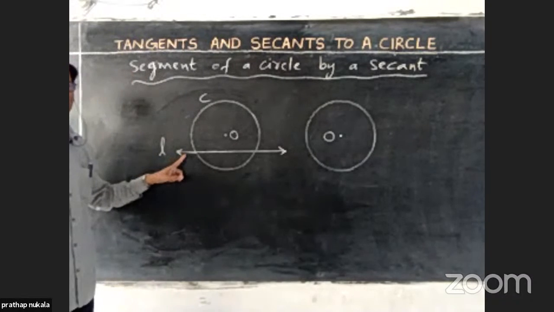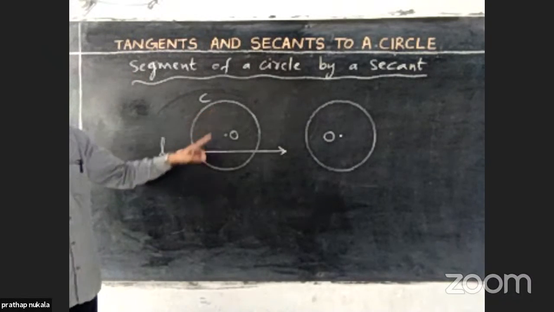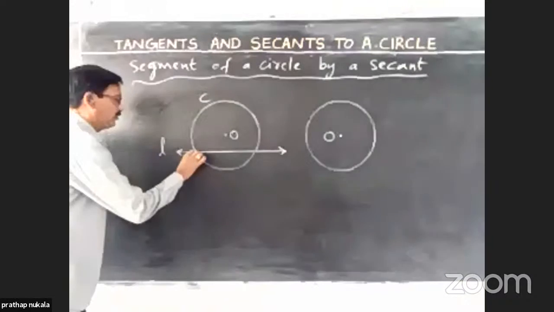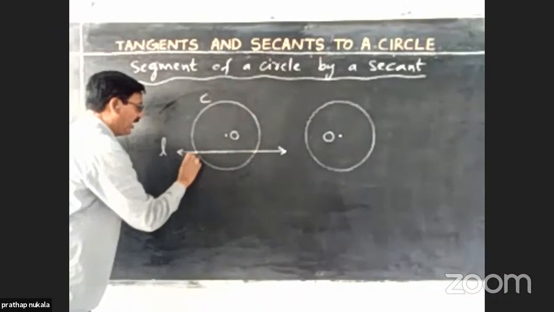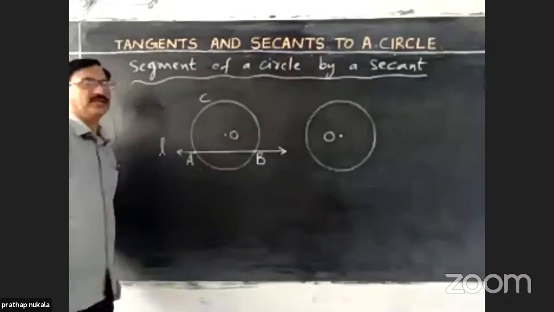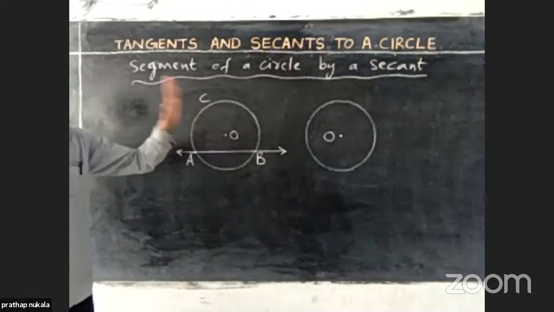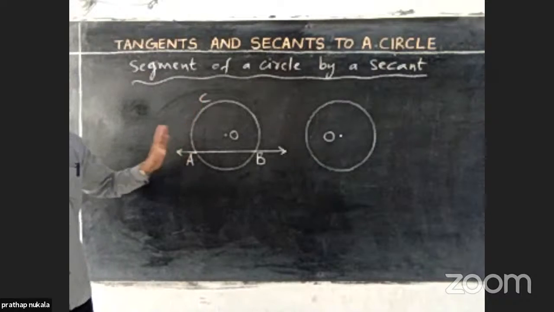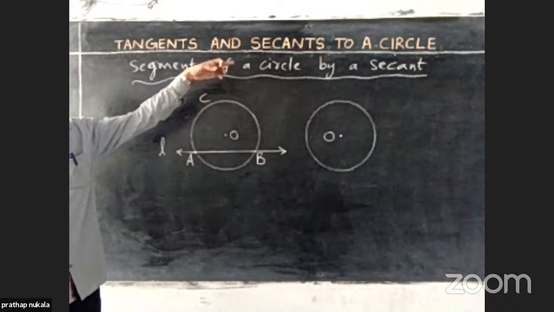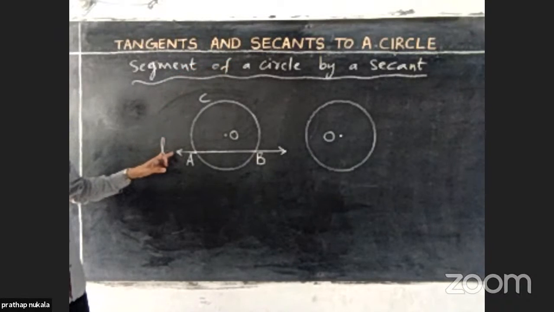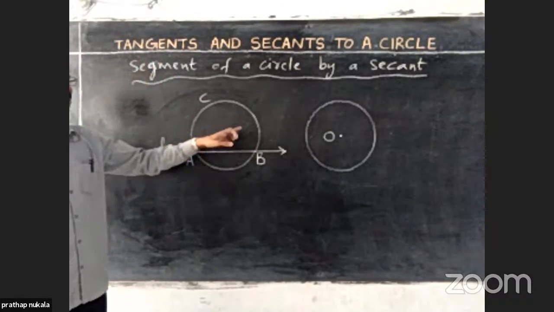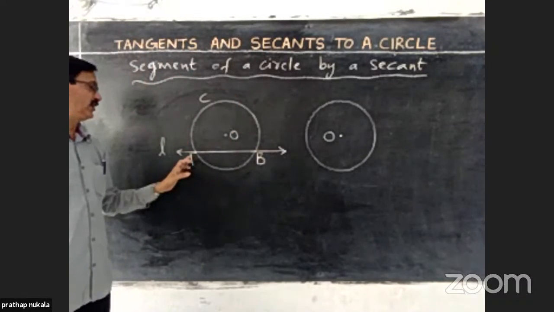Here, a line L is intersecting the circle in two distinct points, say A and B. That means two common points of the circle and a line. We already know the definition of a secant. L should be a secant since it intersects the circle in two distinct points. AB forms a chord.